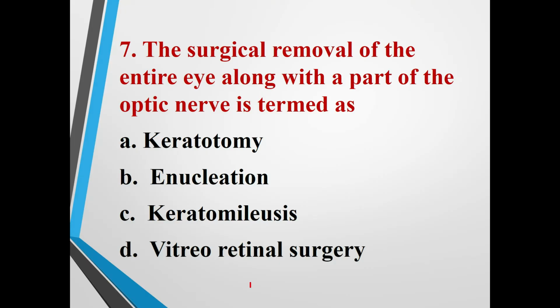Next question. The surgical removal of the entire eye along with a part of the optic nerve is termed as. Options: A. Keratotomy, B. Enucleation, C. Keratomileusis, D. Vitreoretinal surgery. Answer is B. Enucleation. So the surgical removal of the entire eye along with a part of the optic nerve is termed as enucleation.